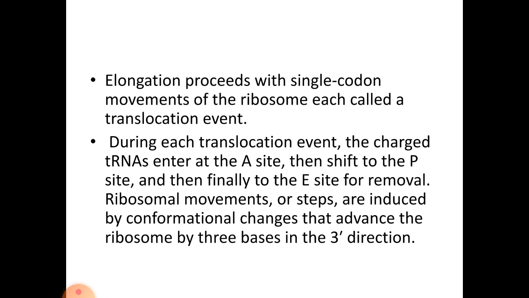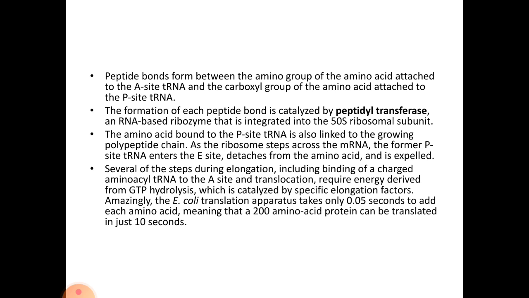Elongation proceeds with single codon movements of the ribosomes, each called a translocation event. During each translocation event, the charged tRNA enters at the A site, then shifts to the P site and then finally to the E site for removal. Ribosomal movements or steps are induced by conformational changes that advance the ribosomes by 3 bases in the 3' direction.